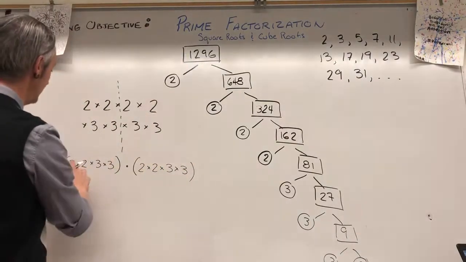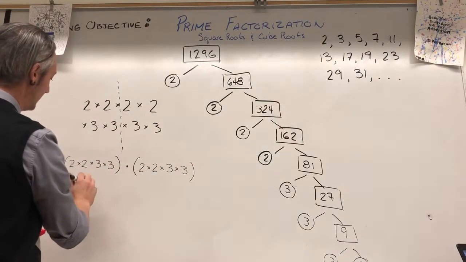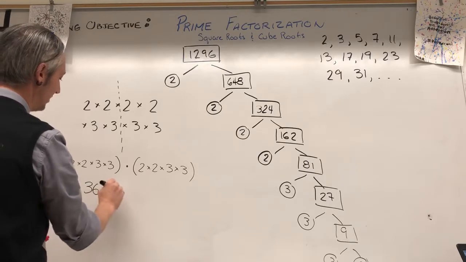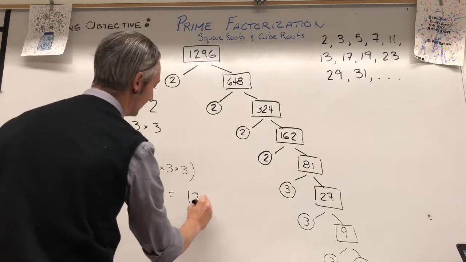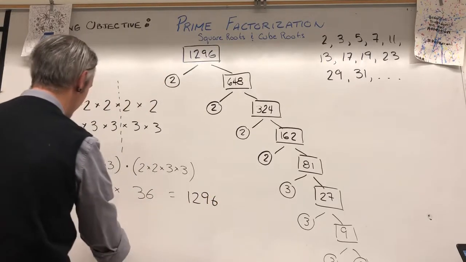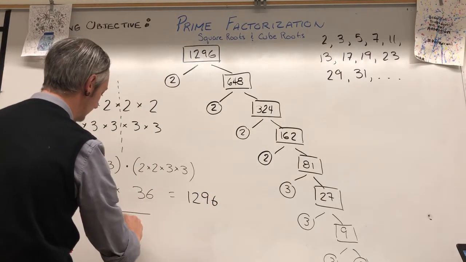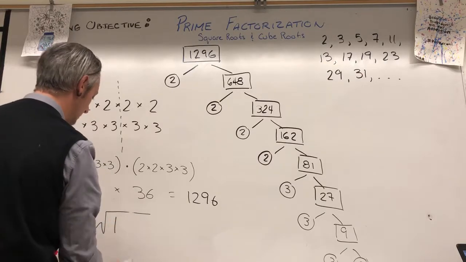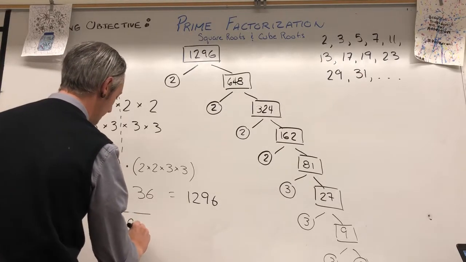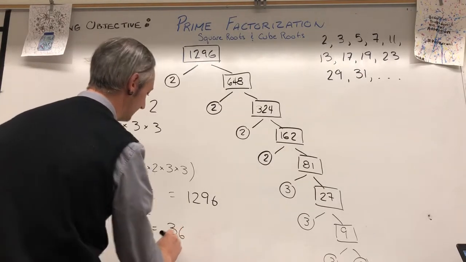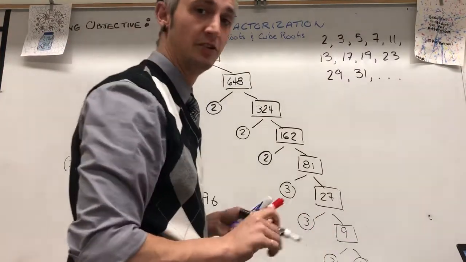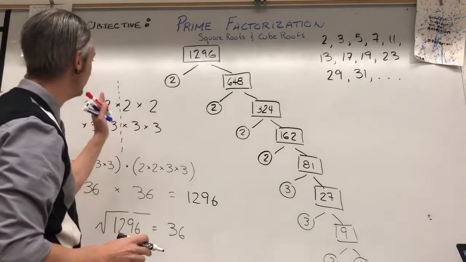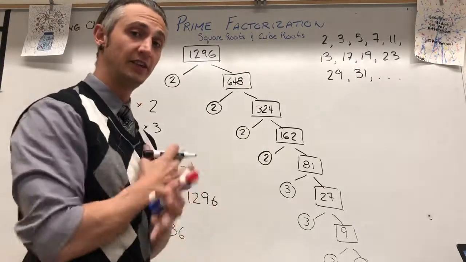And what is the square root of it? Well, 2 times 2 is 4, times 9 is 36. So 36 times 36 gives me 1296. Or the square root of 1296 is 36. Okay? That's what we do for square roots. We find all the prime factors, and then we split them into two even groups, if we can. If we cannot, it's not a perfect square.